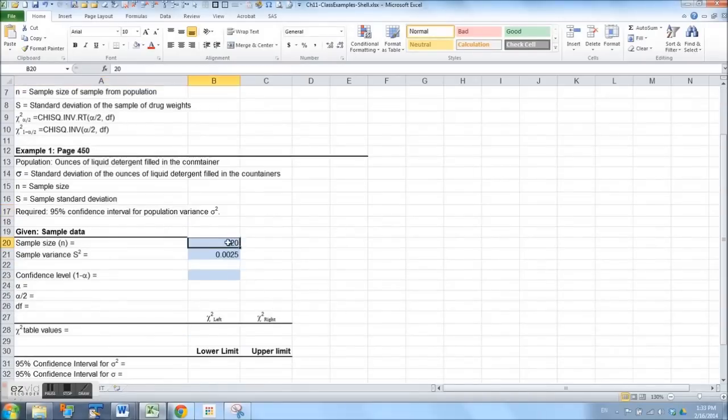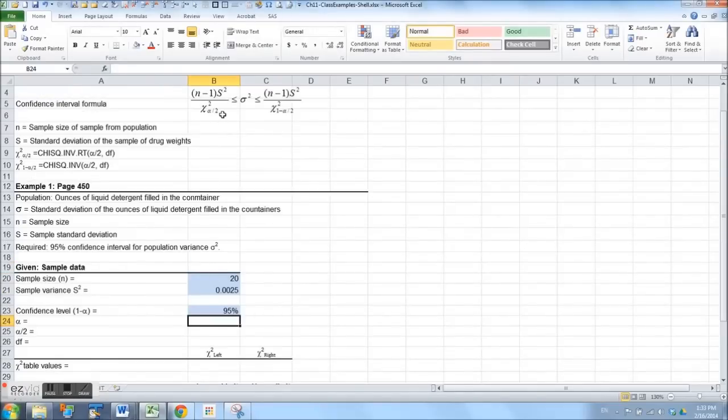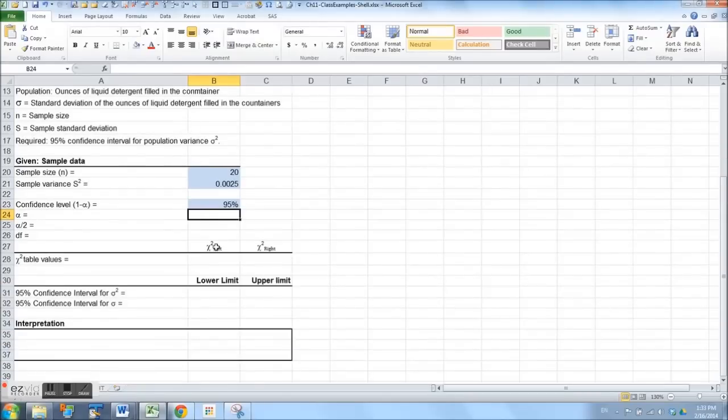Now given the sample size of 20 and sample variance of 0.0025, we want a 95% confidence interval for variance. So enter 95%. Okay. So now we need chi-squared 1 minus alpha over 2 and chi-squared alpha over 2. So let's first set up alpha over 2. 95% is 1 minus alpha, so 1 minus that will be alpha, and that divided by 2 will be our alpha over 2. Degrees of freedom is n minus 1, so we have the sample size n minus 1.